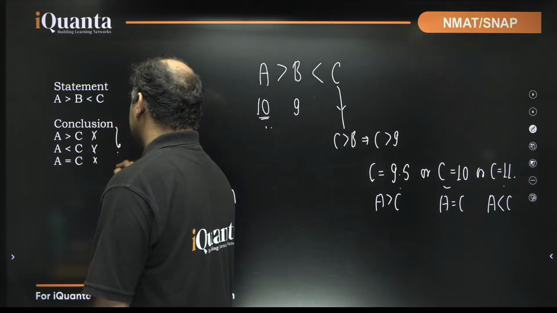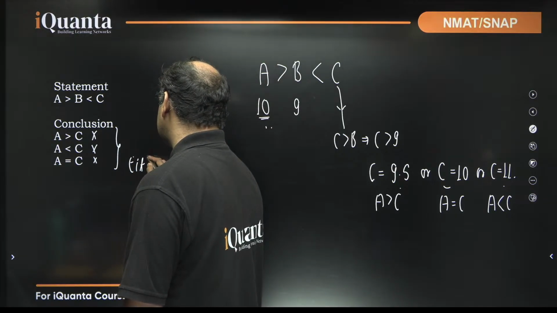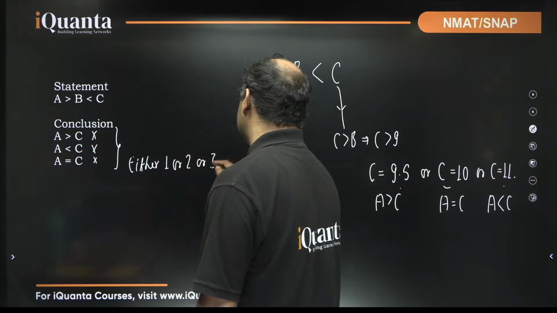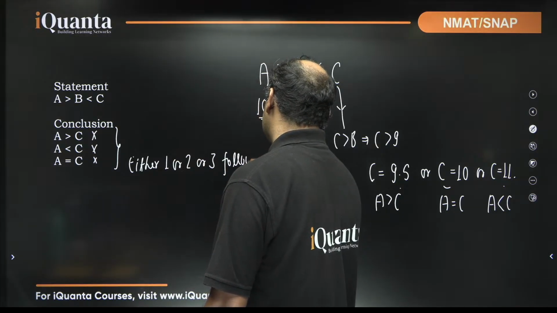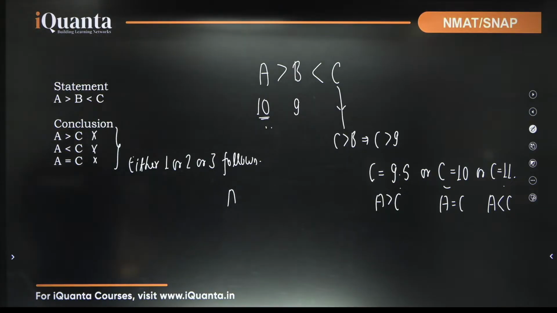In fact, just like the last question, we should ideally write that either 1 or 2 or 3 follows, right? We should ideally write in such a format. Alright guys, simple as this. I'm sure you must be able to understand.